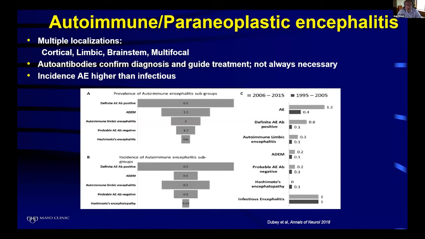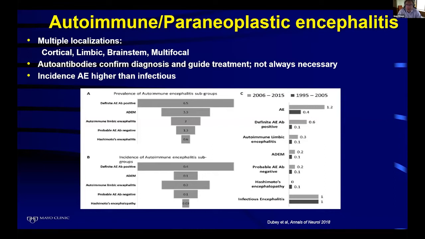And in fact, the work that we did and published in 2018 looked at how common these diseases are in the general population. So this is a population-based study where we studied the frequency of these diseases in a defined population in northern Minnesota. And what you can see here is that between 1995 and 2005, the prevalence of autoimmune encephalitis was about half of that of infectious encephalitis. But over the last 15 years, what you will notice is that that has changed.